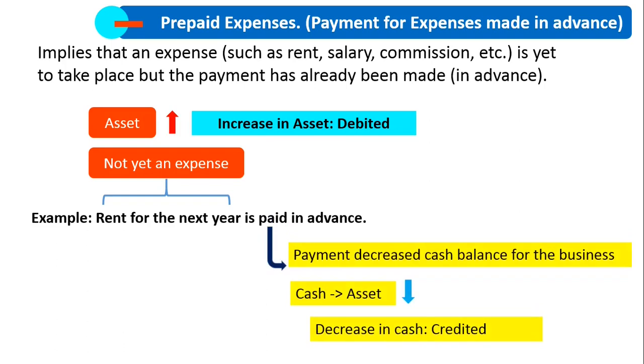It can be regarded as an expense only when the time period for which the payment has been made is over. For the moment, it is an asset because future benefit can be derived from this payment. As the asset in the form of advance payment has increased, it will be debited in the journal. As for the credit side, money paid reduces cash balance and decrease in cash, which is an asset, is credited. Let us consider an example.